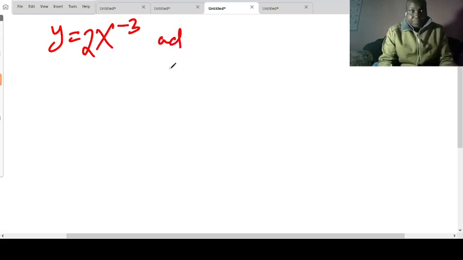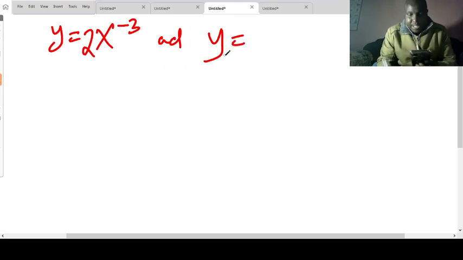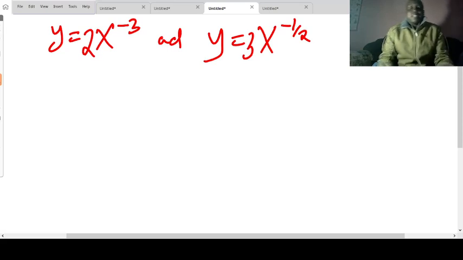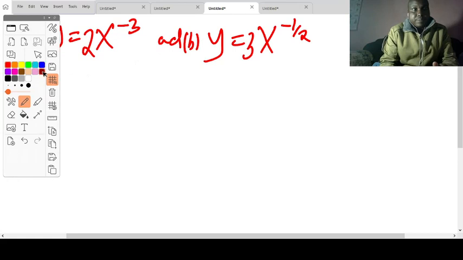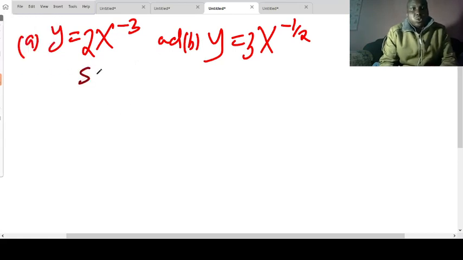And y is equal to, let me use an example here, 3x raised to power negative a half. Whichever the case it is, it doesn't matter. With now this is a, and then we call this one b. We use pink here. So solution.